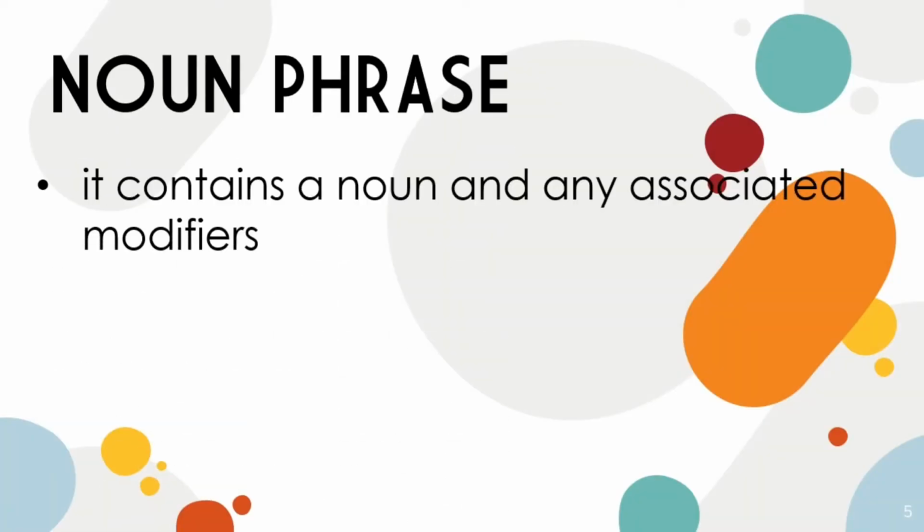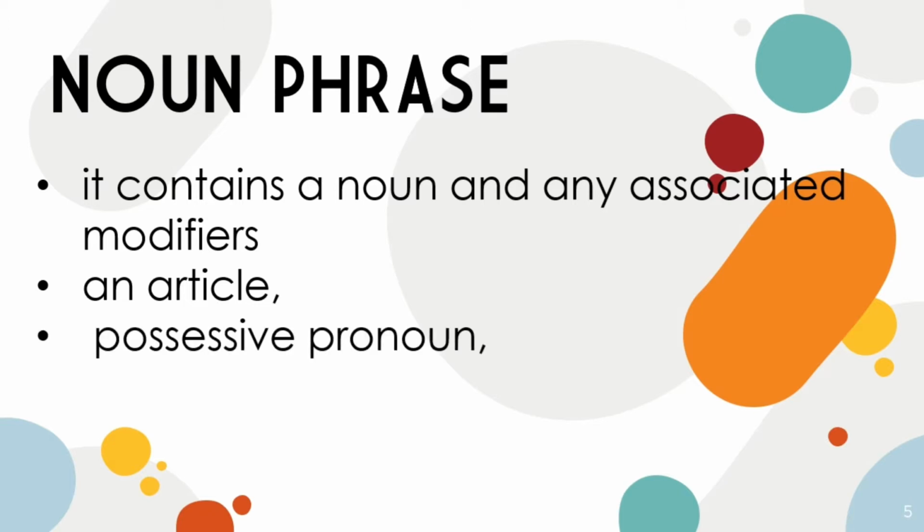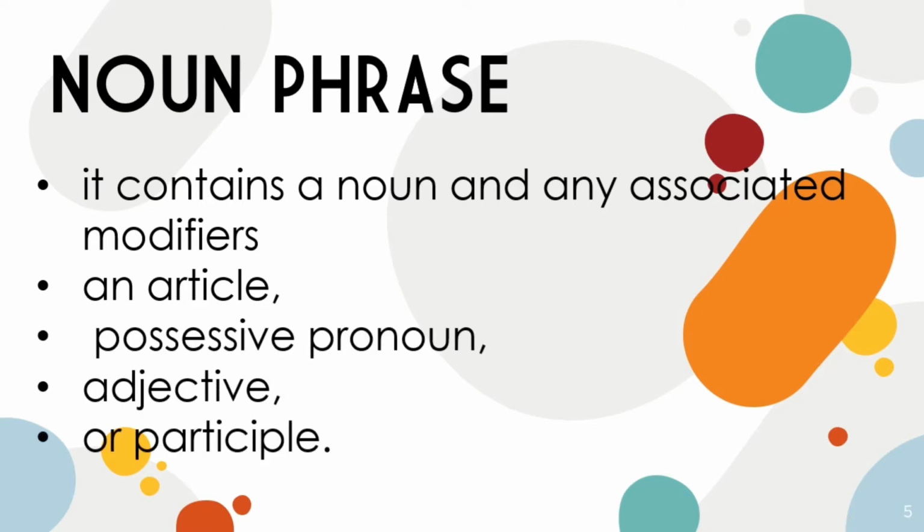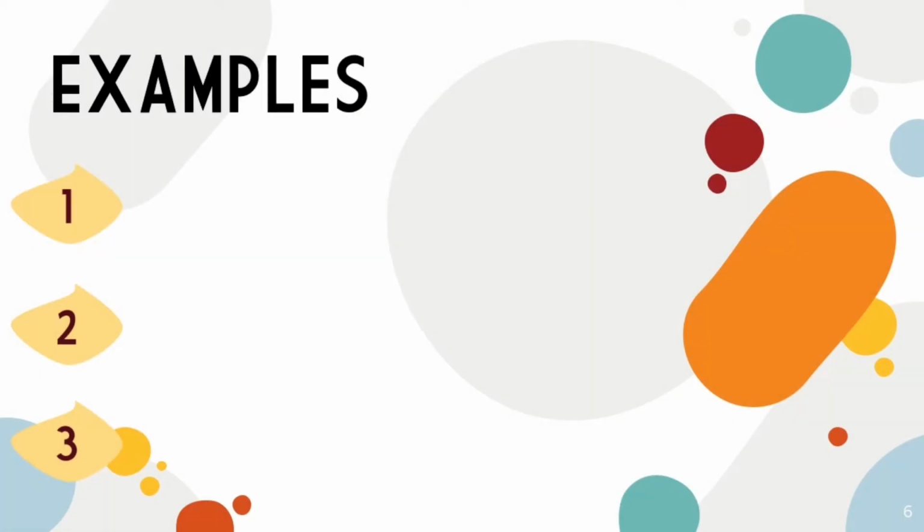Noun phrase. When we say noun phrase, it contains a noun and any associated modifiers. The modifier can come before or after the noun. If it comes before the noun, it is likely to be an article, possessive pronoun, adjective, or participle. Okay, so let's have some examples of noun phrase.